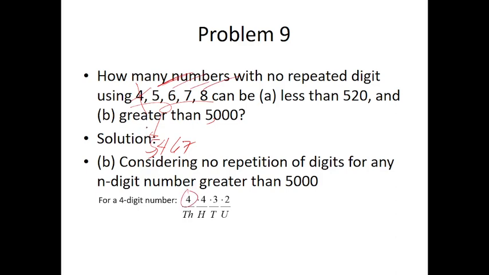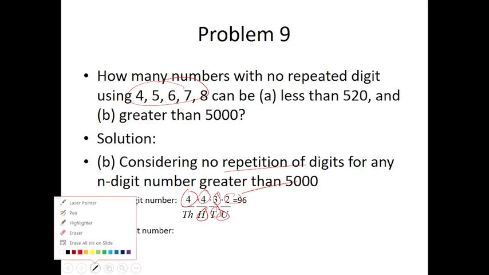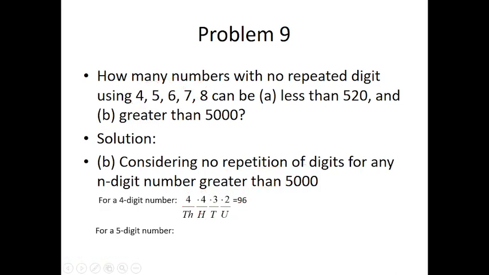Okay, for the thousands place. And then, sa hundreds, wala nang bawal. 5 minus 1, 4. Sa tens, walang bawal, except na hindi pwede mag-repeat. 5 minus 2, 3. Then sa units, 5 minus 3, 2. Okay, 4, 4, 3, 2, and we will get 96 para sa 4-digit number.